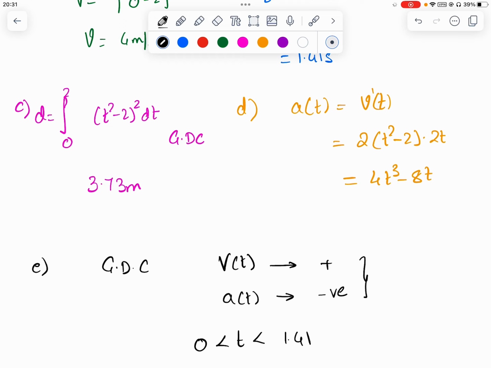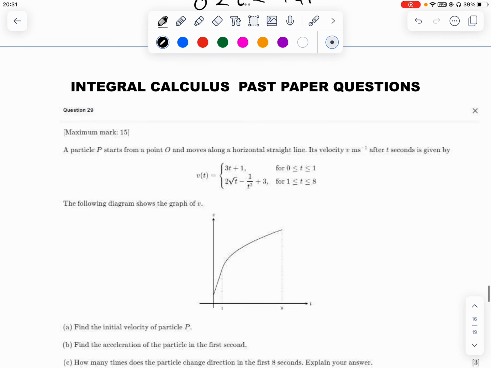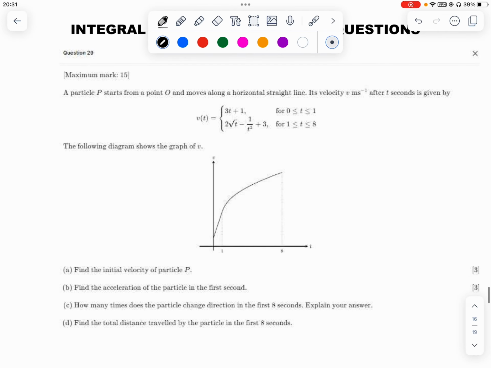So this is purely a GDC based question. Therefore you can use a calculator to get that answer. Question number 29.